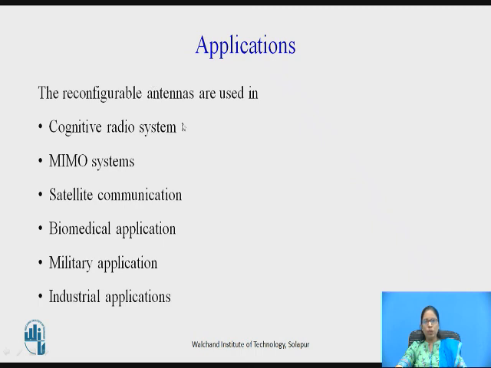So we got the insight of what a reconfigurable antenna is, and now let us see where these can be used. These antennas can be used in cognitive radio systems, in MIMO systems, in satellite communication, in biomedical applications. Most of the biomedical applications use reconfigurable antennas, and military applications are one of the broader sectors where reconfigurable antennas are used, and in industrial applications also reconfigurable antennas are widely used.